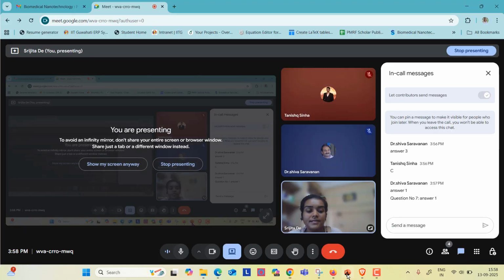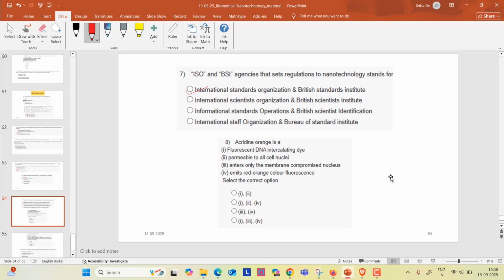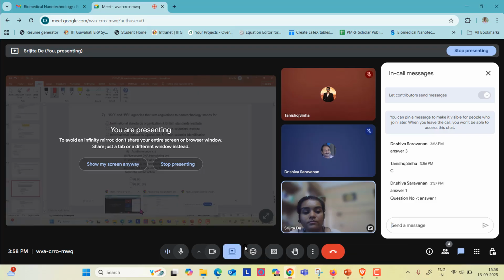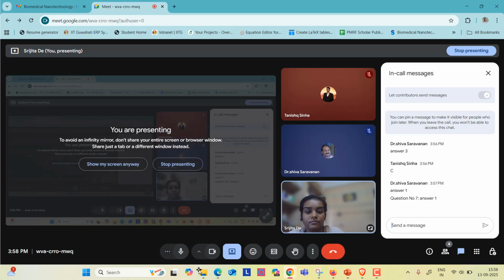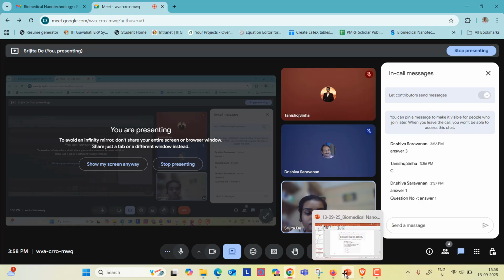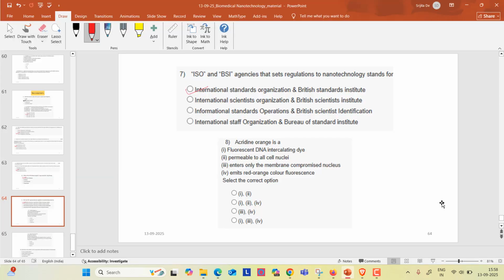Question 8. Acridine orange is a fluorescent dye and permeable to all cell nuclei, enters only the membrane compromised nucleus and emits red-orange color fluorescence. Select the correct option. The answer is 1, 2. So both the first statement and the second statement are correct.